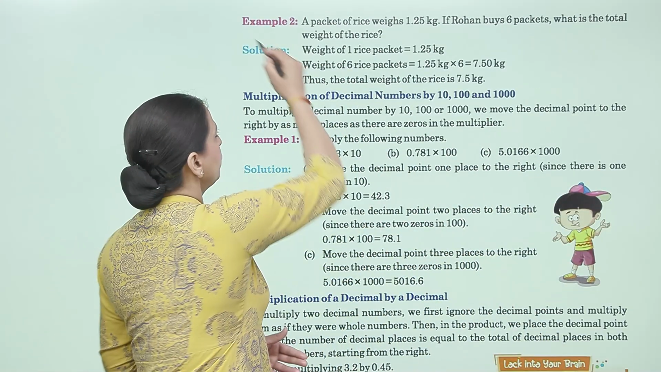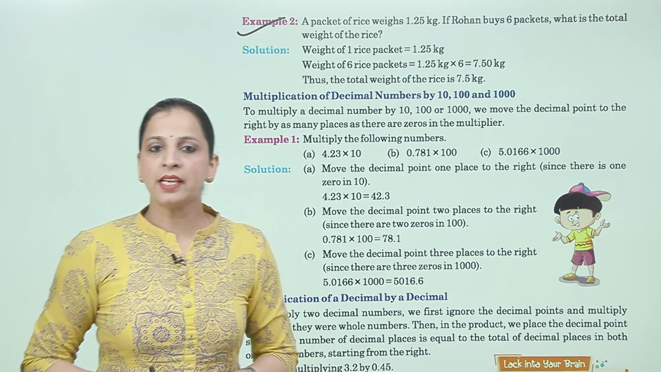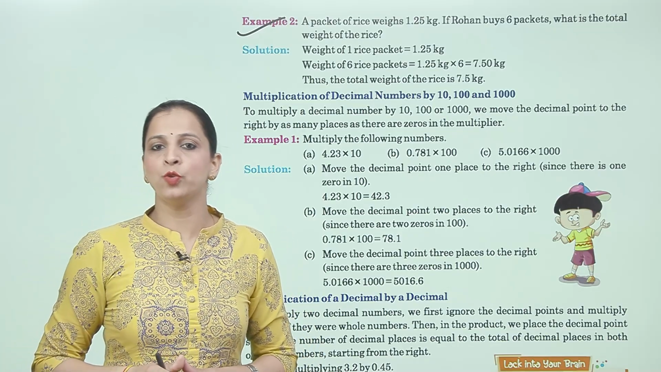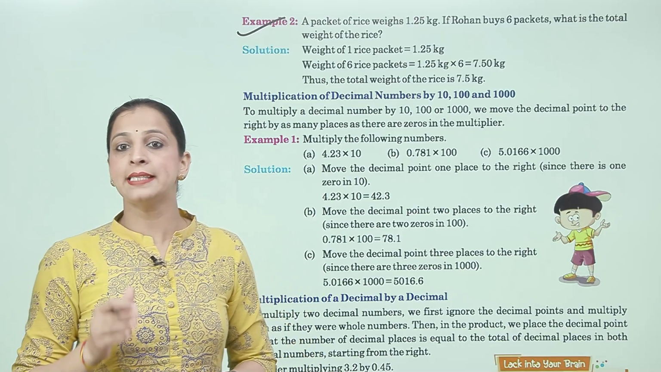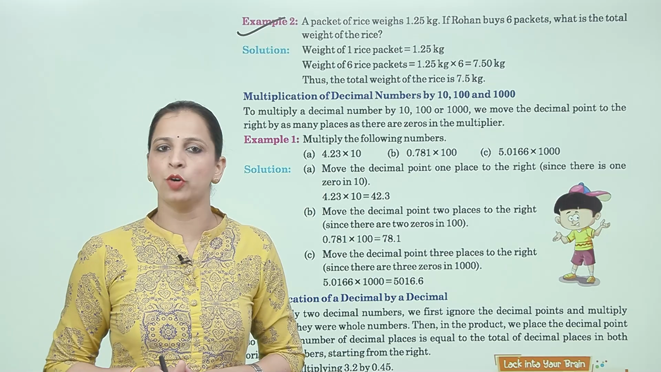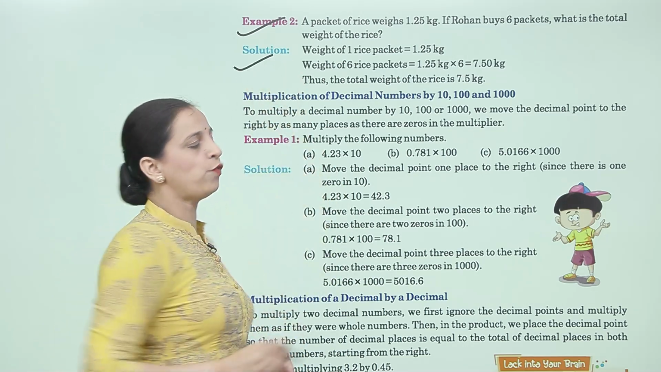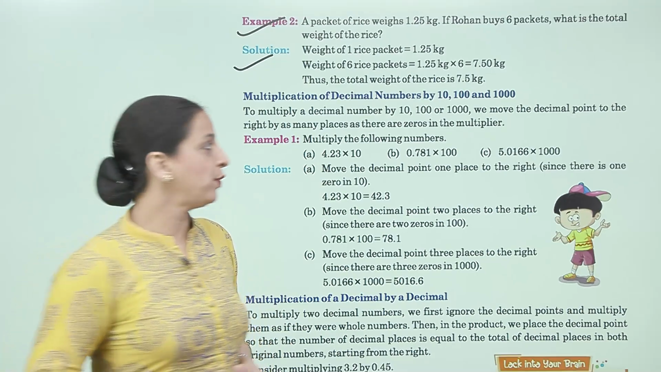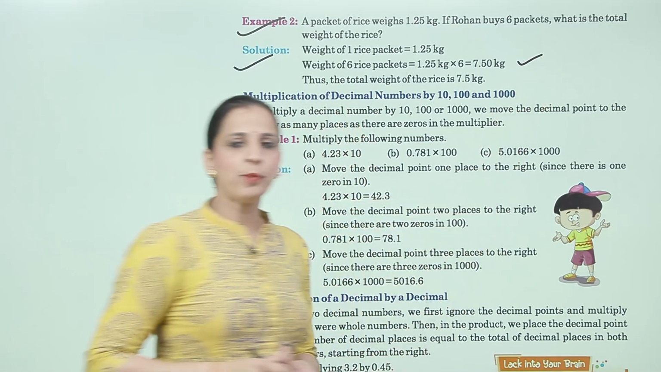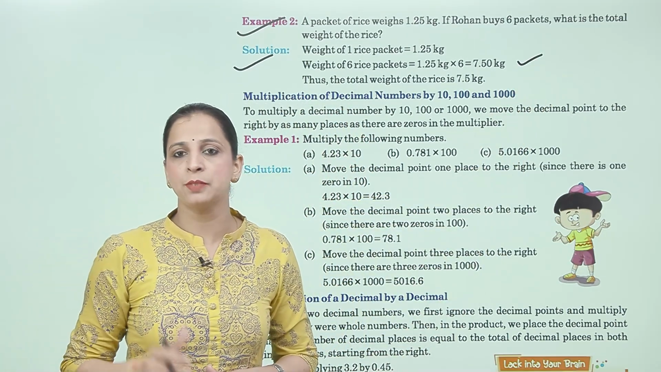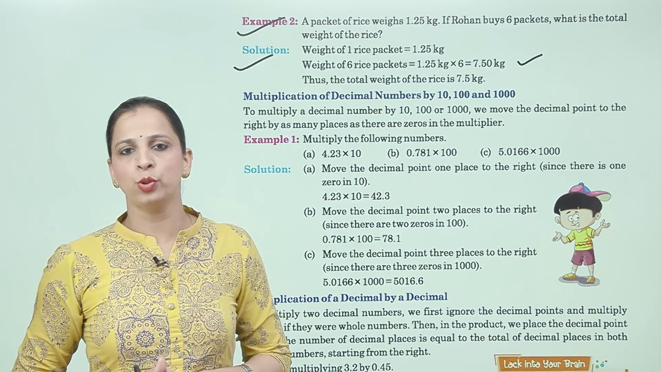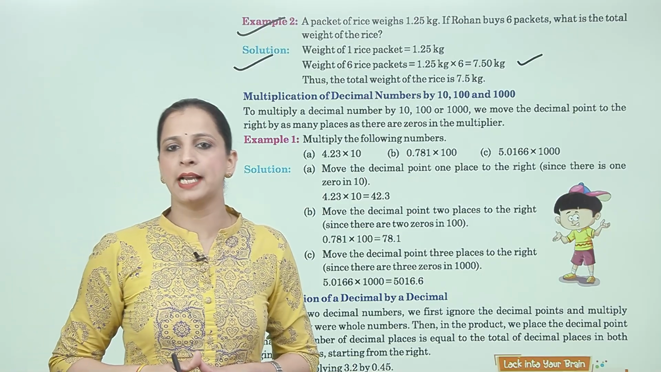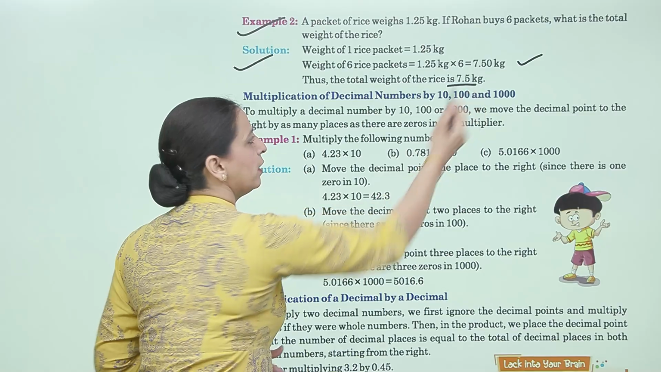Now, example 2. A packet of rice weighs 1.25 kg. If Rohan buys 6 packets, what is the total weight of the rice? Now, solution. Weight of one rice packet is 1.25 kg. Weight of 6 rice packets, we have to multiply. So, 1.25 kg multiplied by 6 becomes 7.50 kg. Thus, the total weight of the rice is 7.5 kg.